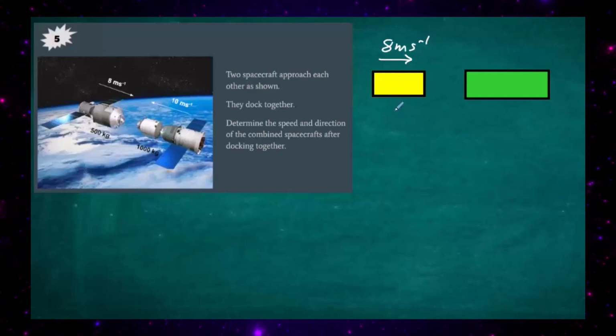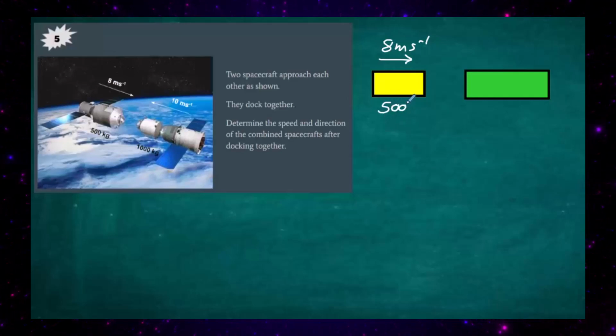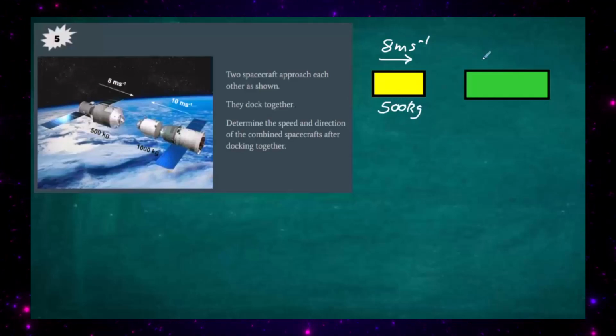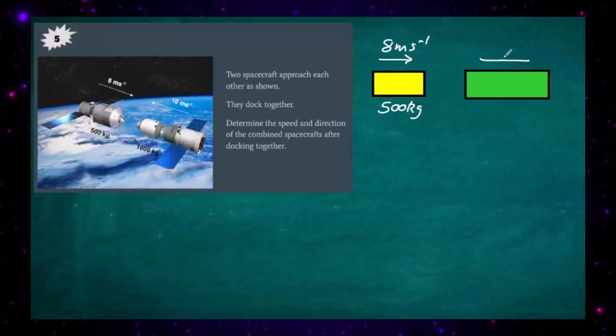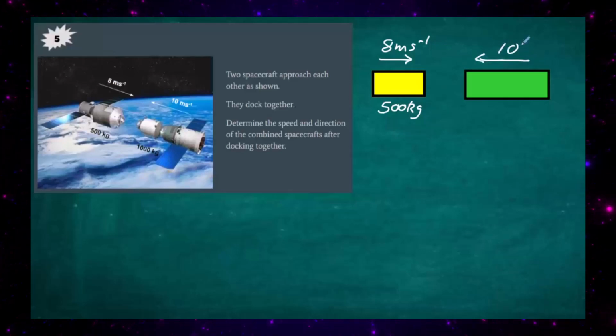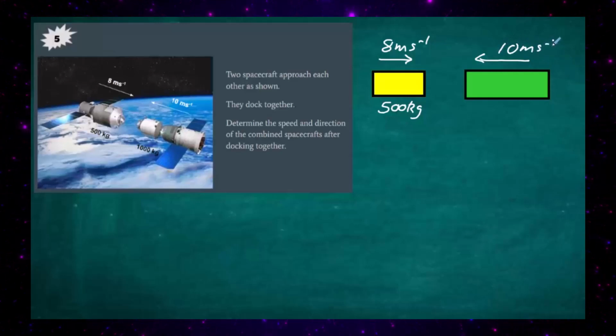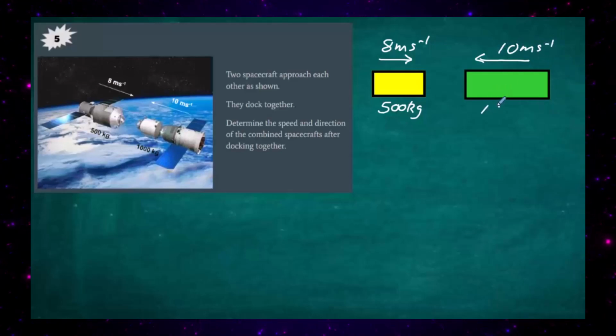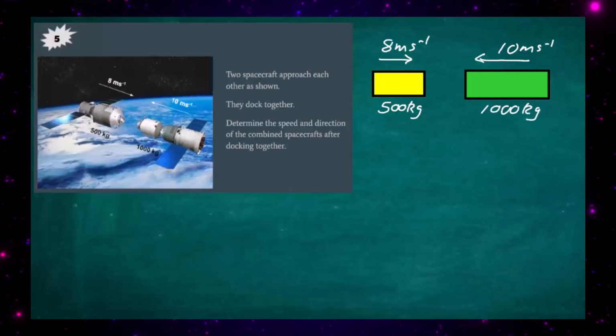And we know it's going to have a mass of 500 kilograms. So that's information for that one. We know the other spacecraft is going to be travelling in the opposite direction, going from right to left, with a speed of 10 meters per second. And it's going to have a much bigger mass, a double mass of 1,000 kilograms. So that's the situation before.